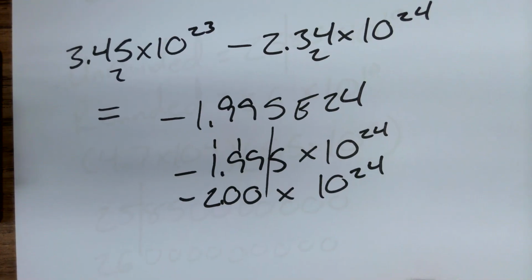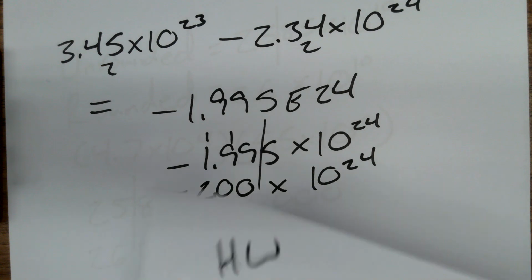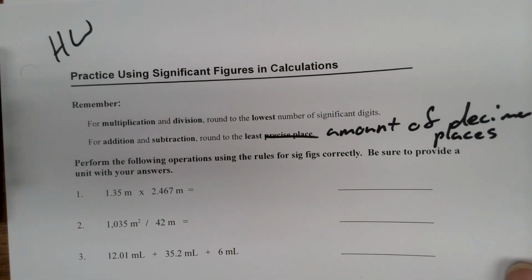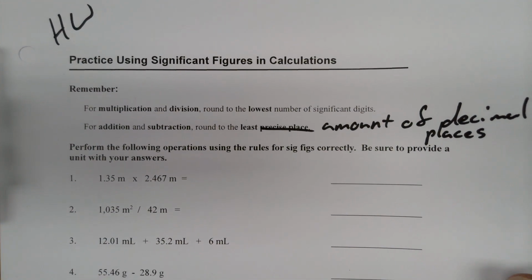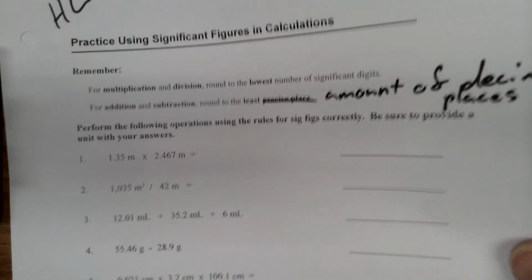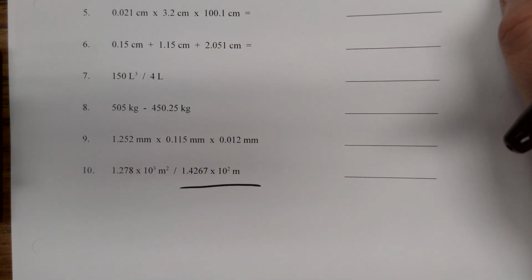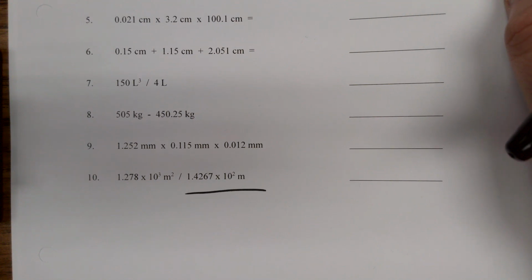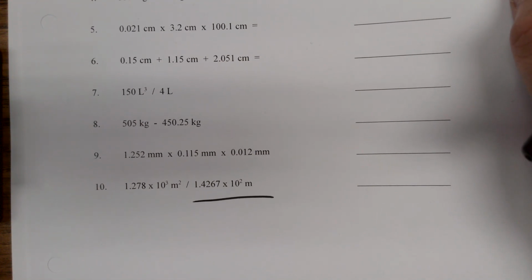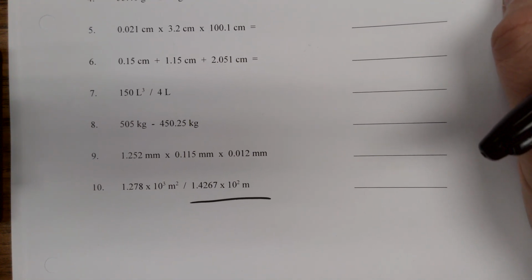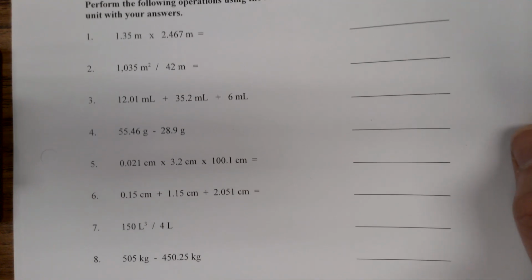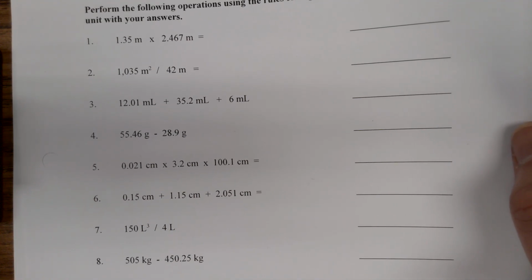Now, I'd like for you to look at your homework real fast. This is it right here. Practice using significant figures in calculations. There are 10 questions in total. Notice that in question 10, you are dividing numbers that are written in scientific notation. If you do not have a copy of this, go grab a copy.